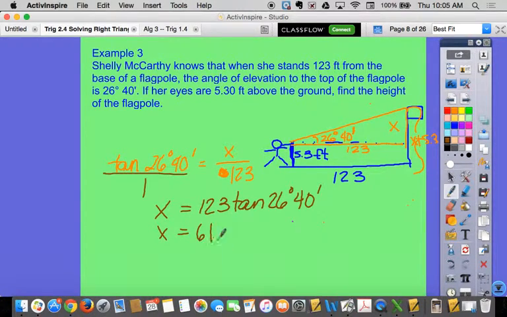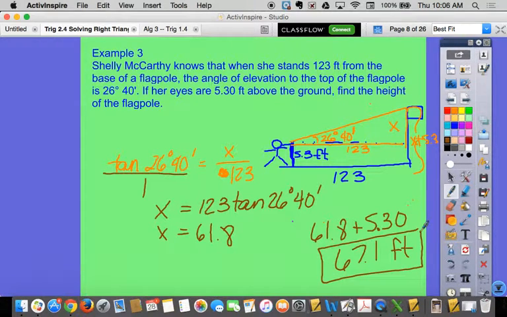61.8. But is that your answer? Okay. So you have to add her height. So 61.8 plus 5.3. Now if you wanted to get all toothy about it, you put the 0 on it. So what did that end up being? 67.1? Is that right? Did I do that right? Okay. And that's feet. Okay. There we go. You good with that?